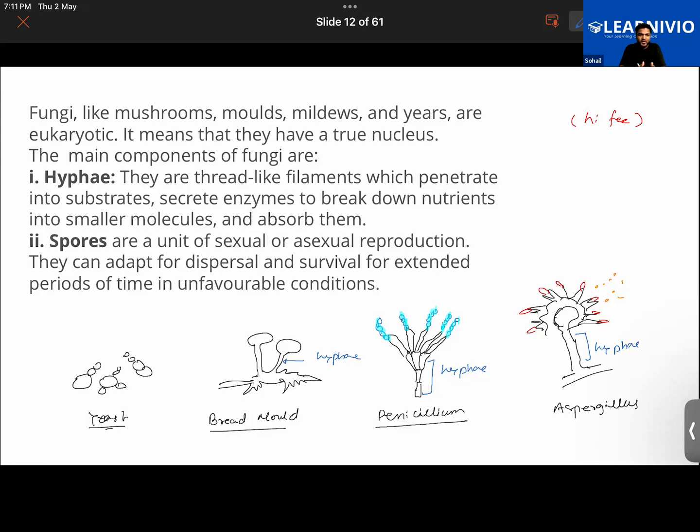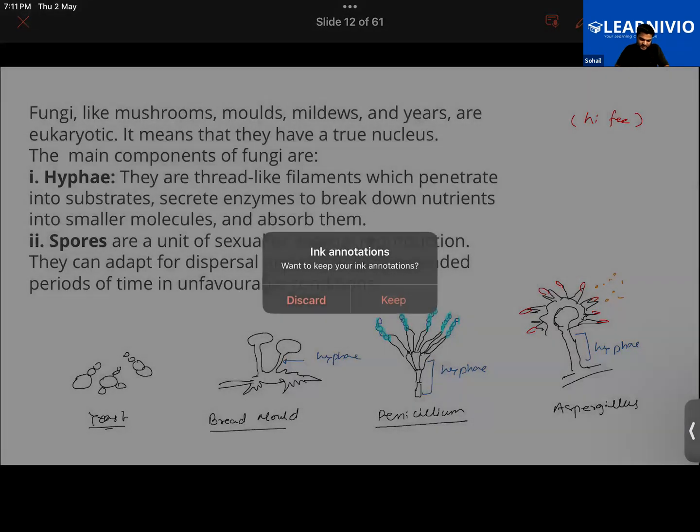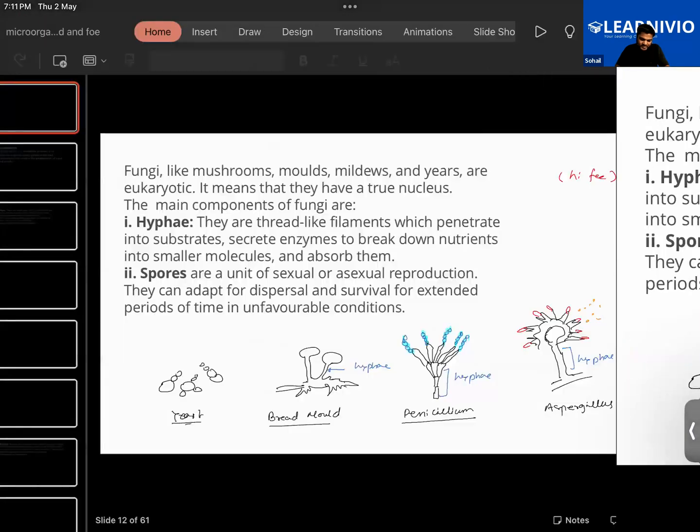Then there are some uses of fungi also. Some of them are useful for us, and some of them cause diseases. Some of the human diseases caused by fungus are ringworm and athlete's foot. You might have seen ringworm. Have you seen this ringworm? I believe it's a skin disease.